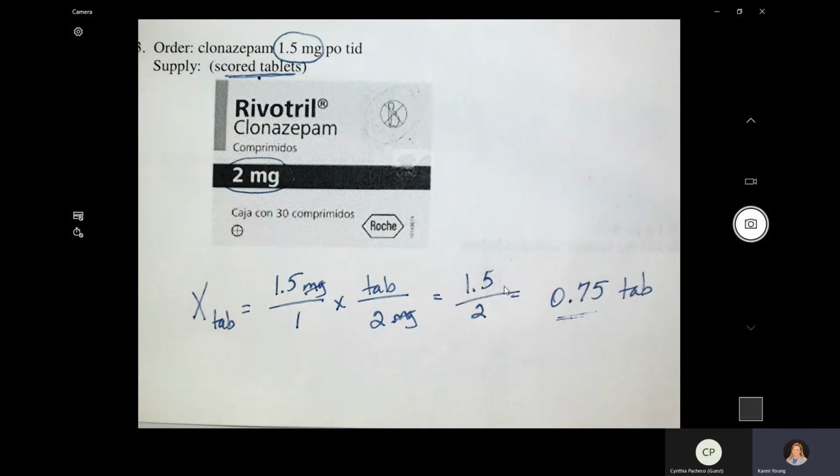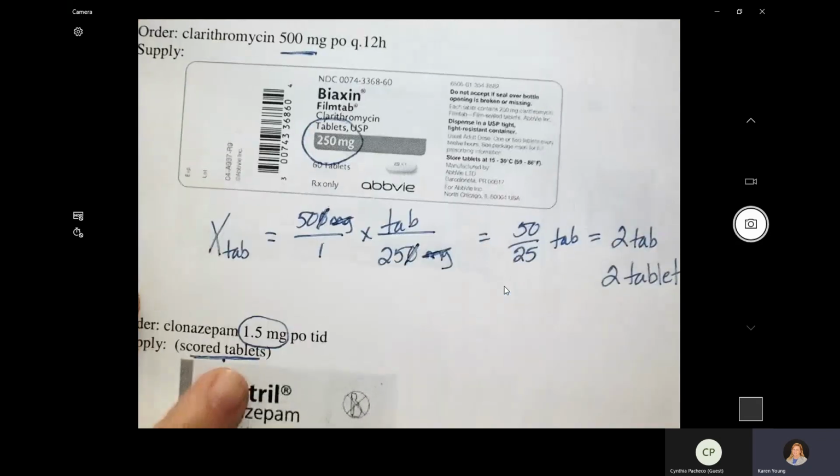If they're scored, then that medication is evenly distributed throughout the tablet. And so if you give one half of that tablet, then you're going to get the same amount of medication no matter what half you're using, okay, or fourth or three-fourths or whatever. So only scored tablets can you give less than a tablet.